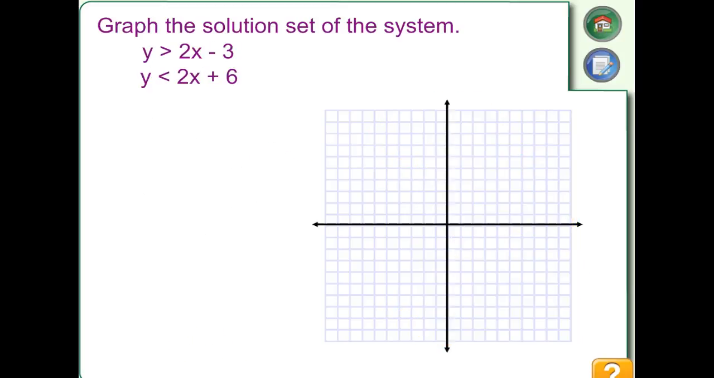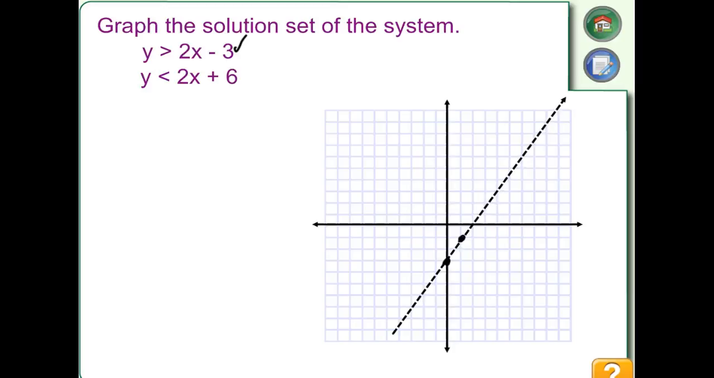Well, we got one slide left. I even put this one in the right form for you. So let's see what happens. If I graph that first equation, my y-intercept is -3. My slope is 2, so we're going to go up 2, right 1. I'm going to have a dotted line because it's greater than. So we're going to have a dotted line. I'm going to put that in.